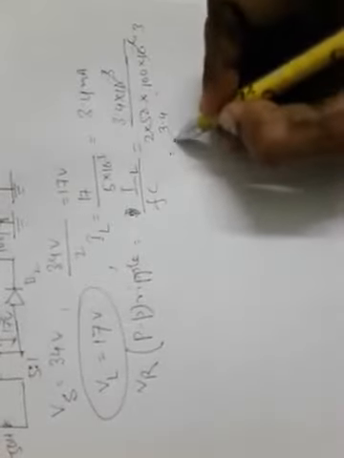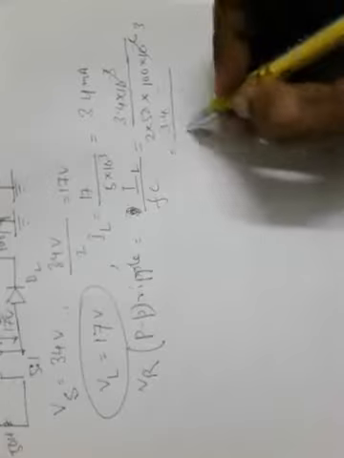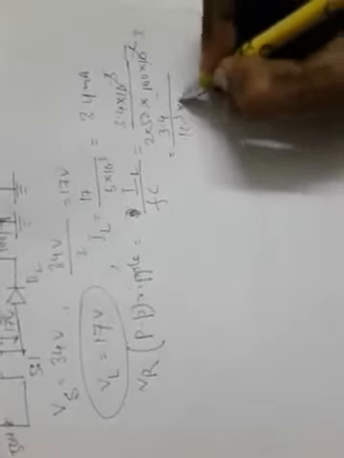But here one thing you have to note: for a full wave rectifier the frequency gets doubled. So this should be 2 into 50, that means 100. So what we are getting is 3.4 divided by 10 cube into 10 to the power minus 3, that means 3.4 volt. So this is the peak to peak voltage.